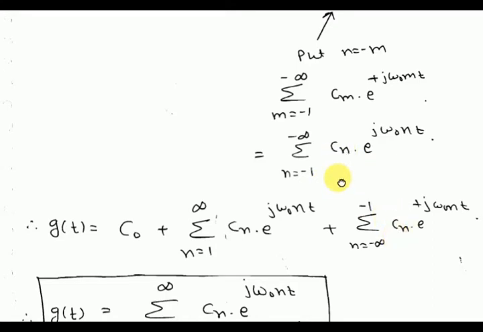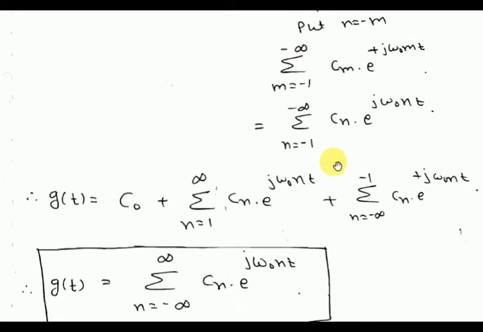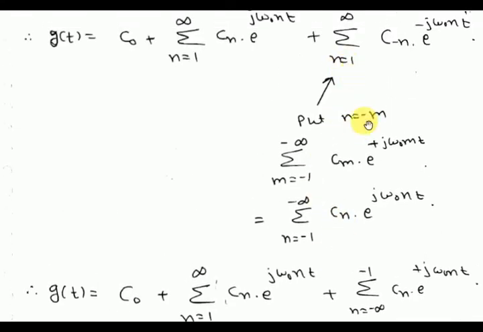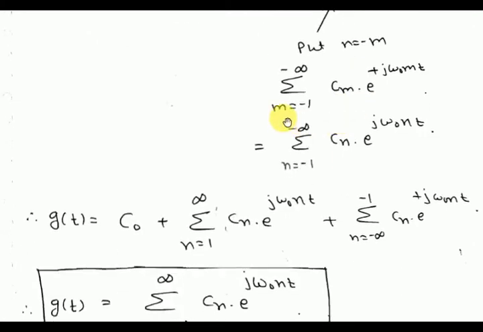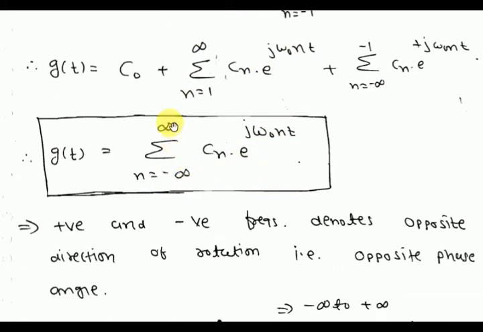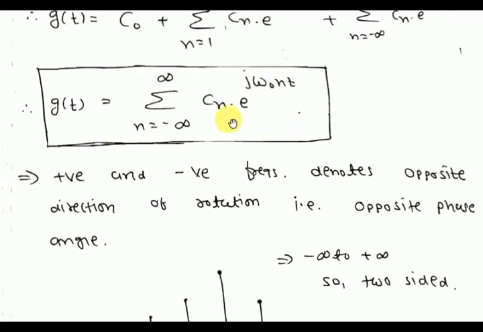Now again, you change minus n with n. Sorry, you change n with minus m. Now we have to change only m with n, then you will find it like this. Now we can write it as a whole summation, minus infinity to plus infinity cn e to the power j omega naught nt. This is the standard exponential Fourier series form.